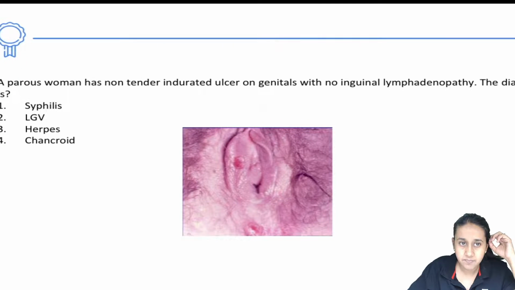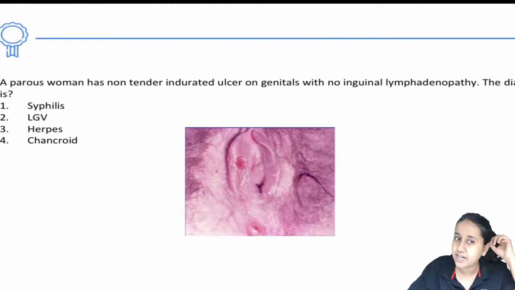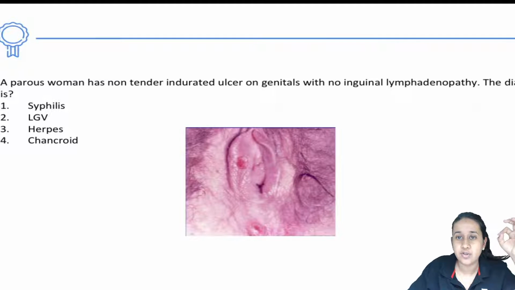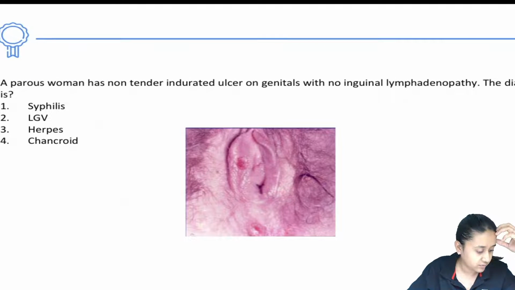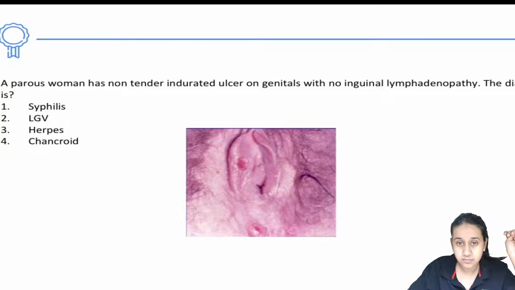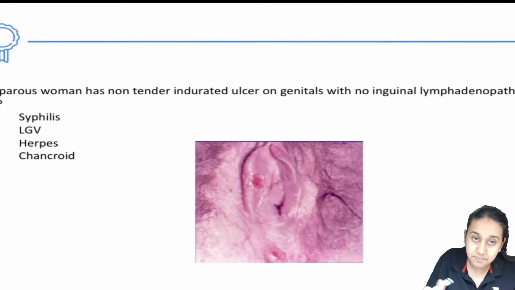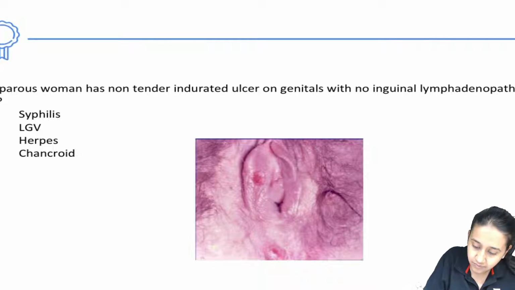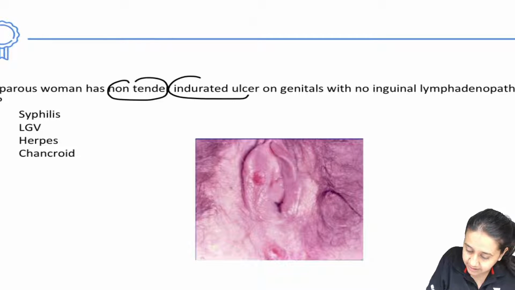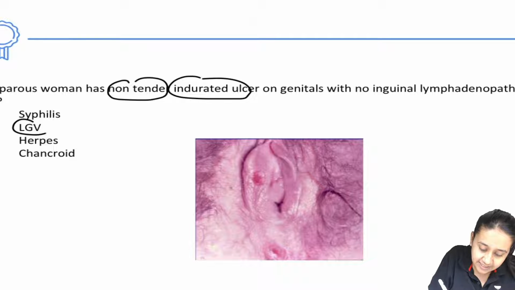What is the diagnosis? A parous woman with non-tender indurated ulcers on the genitals with no inguinal lymph node. What is the characteristic diagnosis here? Very nice. The question mentions that the patient presents with non-tender indurated ulcers. I don't know why everybody is marking LGV.